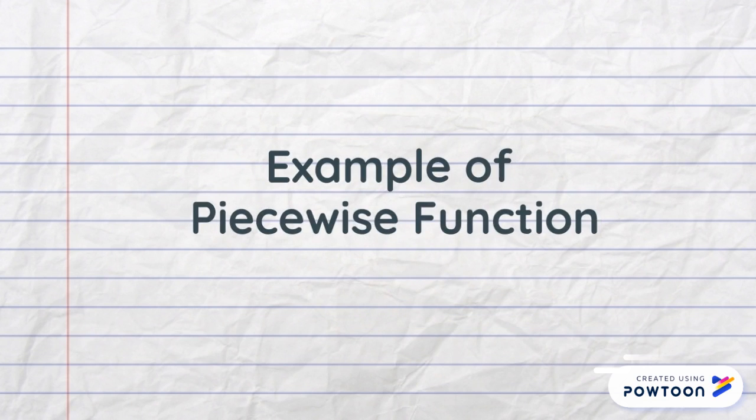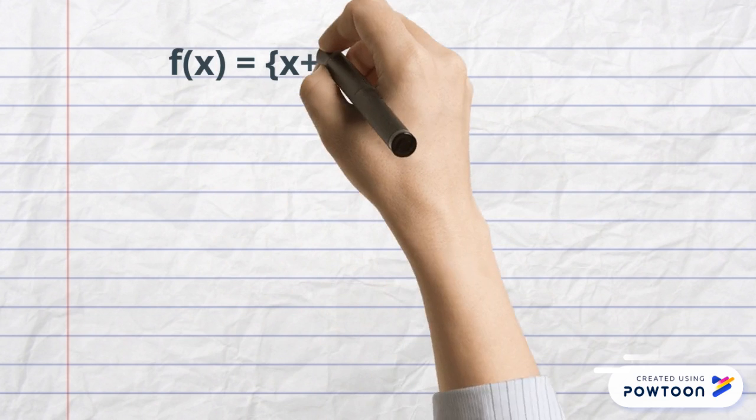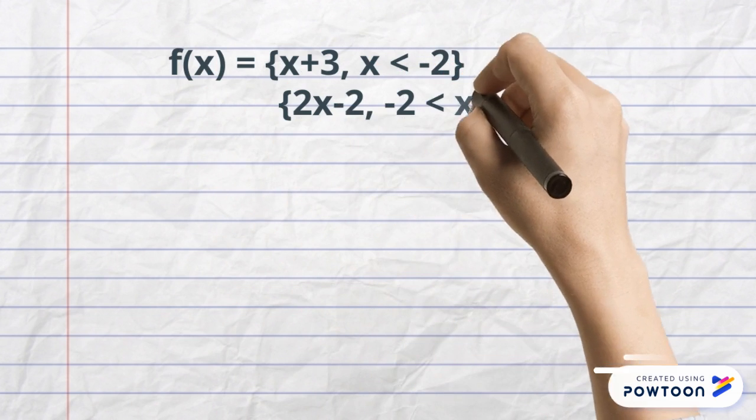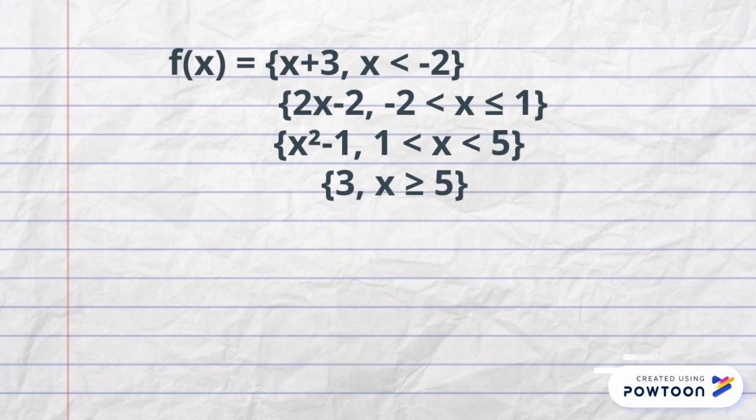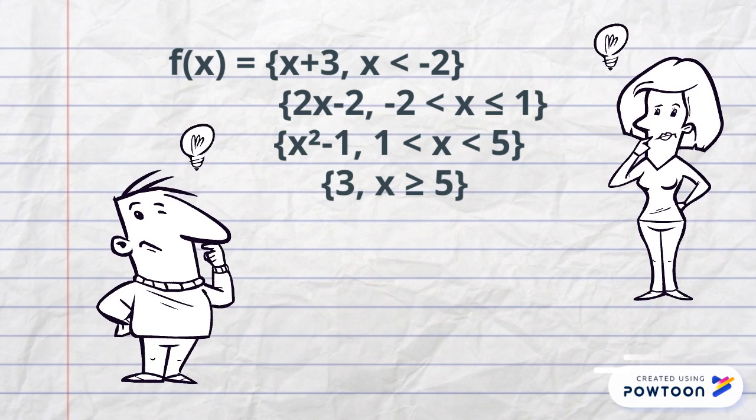Examples of piecewise function. f(x) = x + 3, x < -2; 2x - 2, -2 < x ≤ 1; x² - 1, 1 < x < 5; 3, x ≥ 5. In every outcome, we need to substitute the given x to the corresponding function.